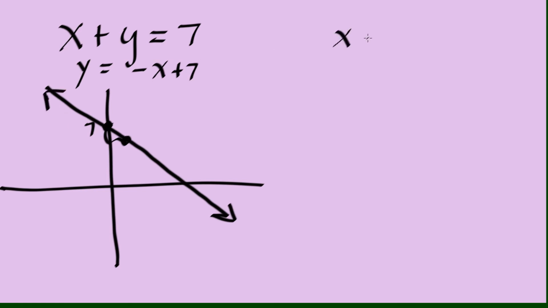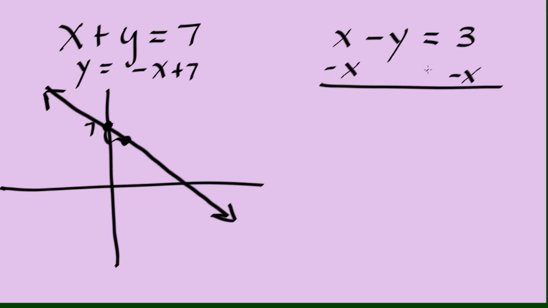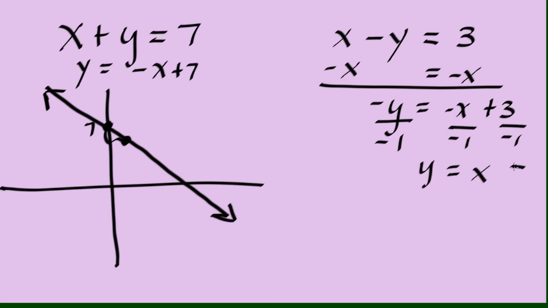Now the second equation is x minus y is equal to 3. Again, solve for y. So we go ahead and subtract x from both sides. So negative y is equal to negative x plus 3. All right, so we want to make this y positive, so let's divide every single term by negative 1. So we have y is equal to x minus 3. All right, so the y-intercept is negative 3, and the slope is 1 over 1. All right, so this is your y-intercept.